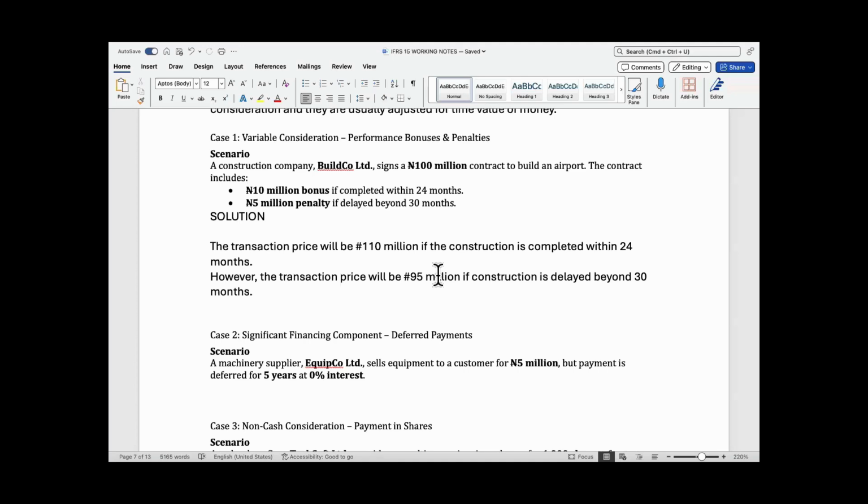Okay, Moses. So my question is, if, for instance, you exceed 30 months and you know you have a fine of 5 million to pay, are you going to prorate that 5 million penalty, or are you just going to recognize it as a single entry in the financial statement? So you will not even recognize it at all, because your transaction price is now 95 million. So what you just show as revenue in your books is just 95 million. Because that's the transaction price.